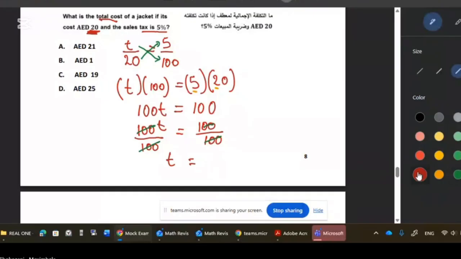So now my answer, T, is 1. The answer is B. 20 plus 1. What is 20 plus 1? 21. So now the total cost for a jacket is going to be how much? 21 AED. Are we following? Yes. All right. Let's move on to our next one.